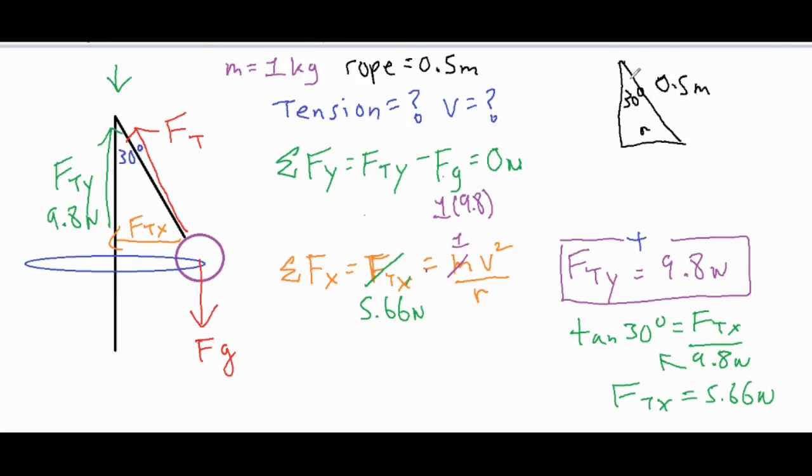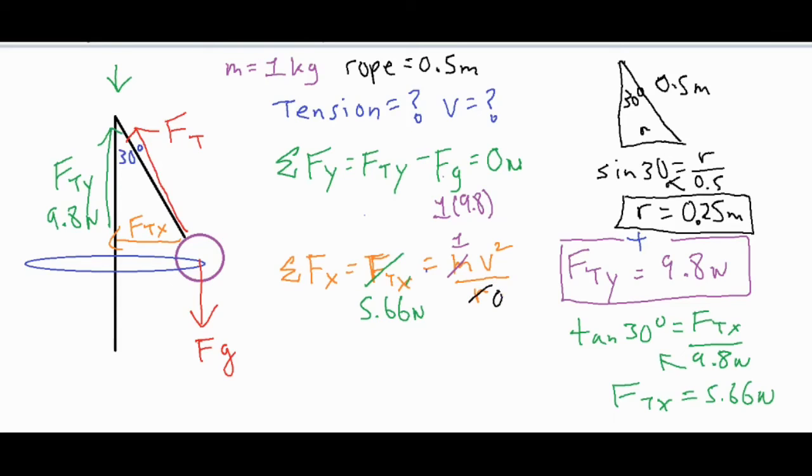So we want the opposite, and we have the hypotenuse. So we're going to go ahead and use the sine of 30 degrees, and then that's going to equal the opposite over the hypotenuse. And then again, multiply both sides by 0.5, and then that's going to leave us with the radius of 0.25 meters. All right, so it looks like we have everything we need now because this one is 0.25 meters.